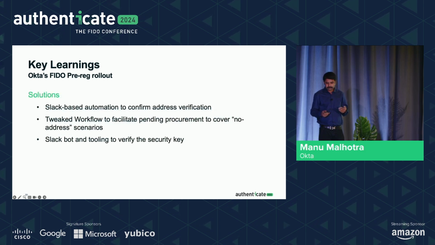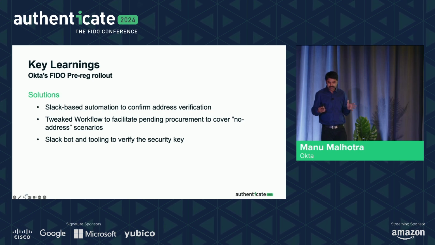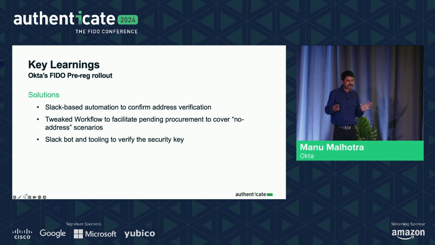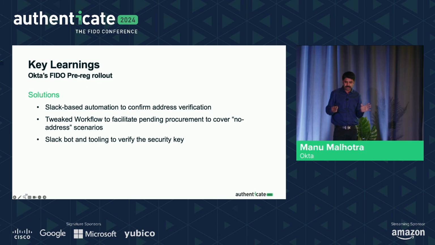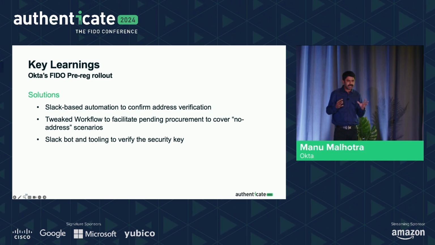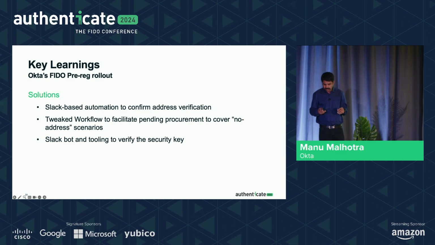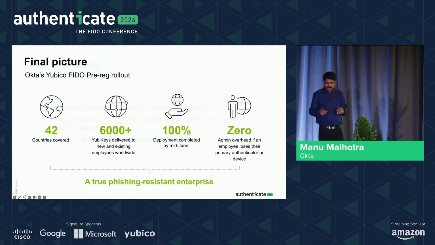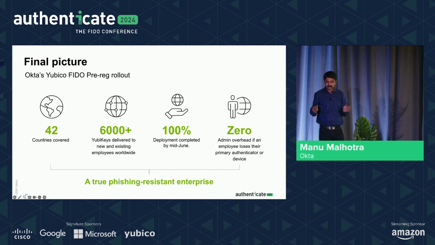Okay. So now let's talk about the solution. The solution is a Slack-based automation wherein we wanted to make sure that all of these things are well tied up. The user has the ability to tweak the process and go forward. Okay. Finally, this is what we came up with.